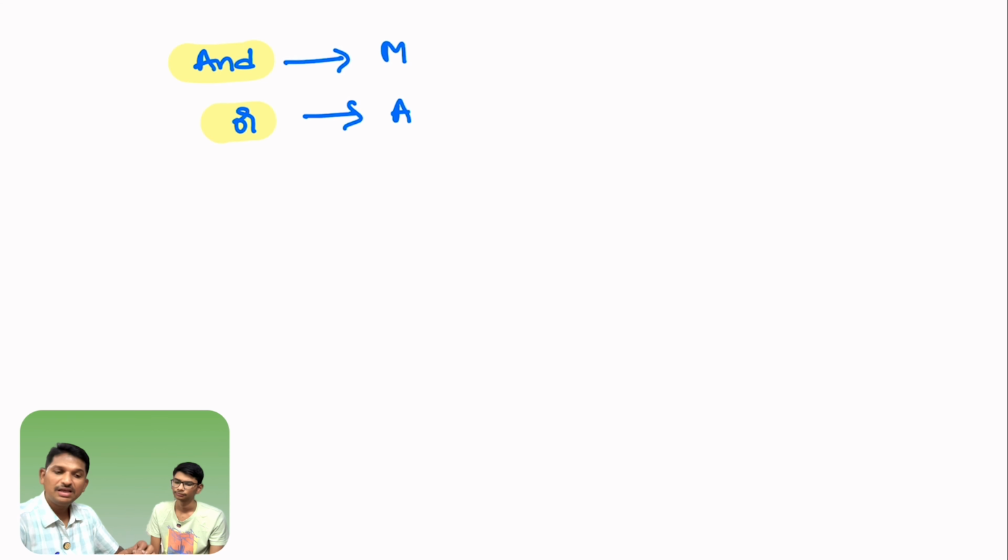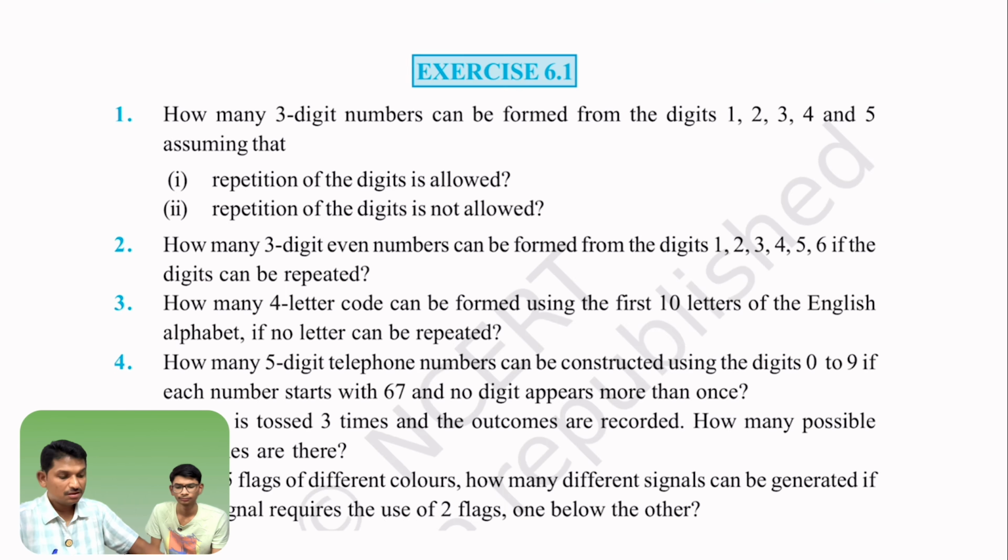So this is the only theory you have in the first exercise: the fundamental principle of counting. In that, two are there: the fundamental principle of multiplication and the fundamental principle of addition. All the problems in the first exercise are based on the fundamental principle of multiplication. This is exercise 6.1, and there are 6 questions. This is a theory chapter, so you need to write the steps neatly in board exams. But without steps, you can finish these problems in a single line. Let's see the first question.